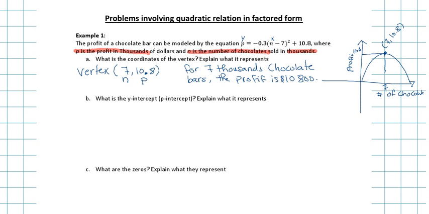Now, the second question is asking you, what is the y-intercept? In this case, it's going to be the p-intercept because I'm calling my y-axis P. What is the y-intercept? What do you do? Don't look at my graph. My graph is not correct. So how do I find the y-intercept? Put it in standard form. That's one way you can do it. If I put it in standard form, what value would be my y-intercept?